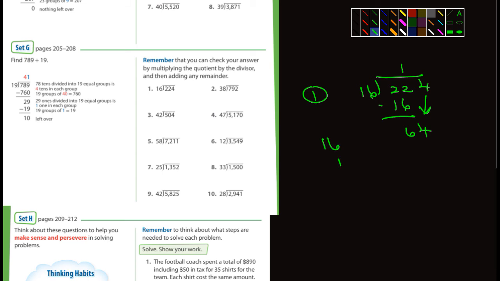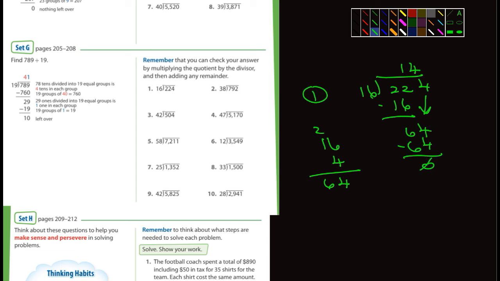Let's try 4 times. So 4 times 6 is 24. Put down the 4, carry the 2. 4 times 1 is 4 plus 2 more. Look at that, 64. I happened to guess just right. 64, so there's no remainder, okay?